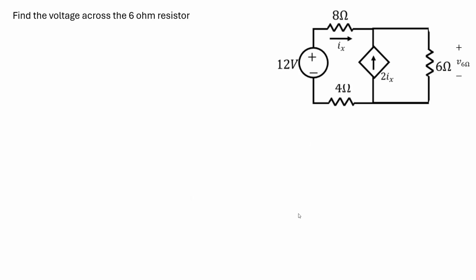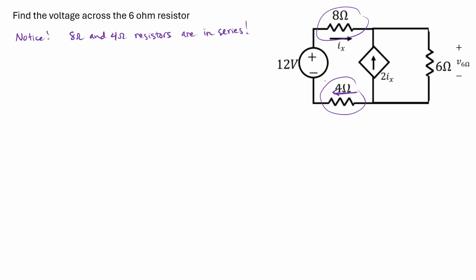The key thing that you want to notice here is the 8 ohm and 4 ohm resistors. The 8 ohm and 4 ohm resistors are in series with each other. Both of these must experience the same current because there is only one path for the current to flow. So what that means is since the two resistors are in series, they can be combined and simplified. That also allows us to connect this ground node and have it at the bottom of our circuit.